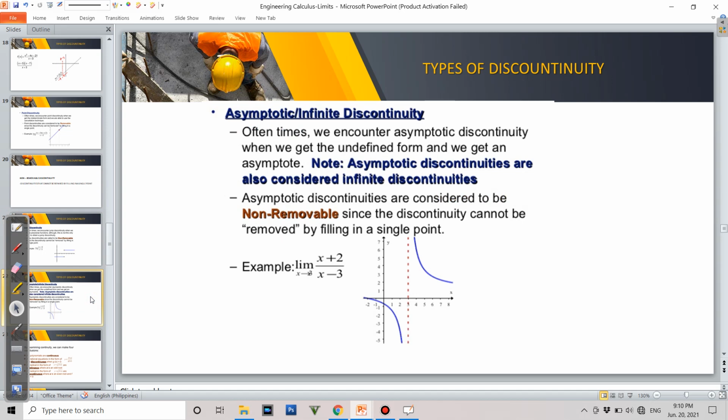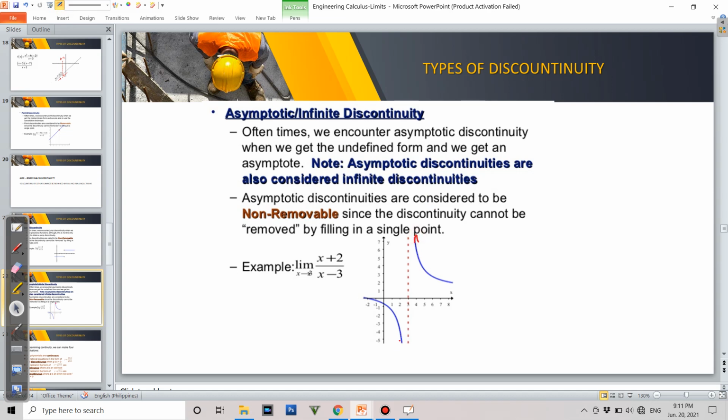So another type of discontinuities that we have, asymptotic or indefinite discontinuity. So we encounter asymptotic discontinuity when we get the undefined form and we get an asymptote. Yung asymptote is that there will be a boundary along x that whenever we are going to approach that certain boundary, it will not intersect that boundary. So tuloy-tuloy yan sa taas, pataas. But it will not touch this 3. Kahit napakalapit niyan, no touch siya sa line na yan. Same true with this. So magtutuloy-tuloy yan pababa. Okay?